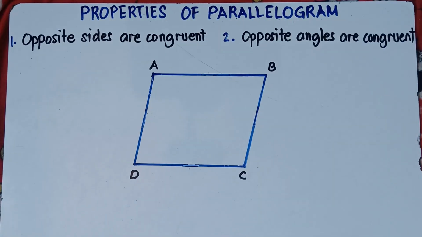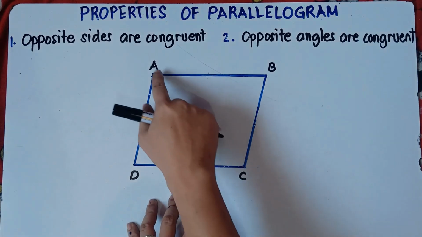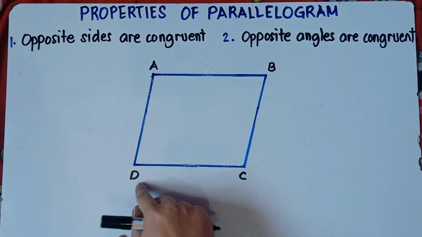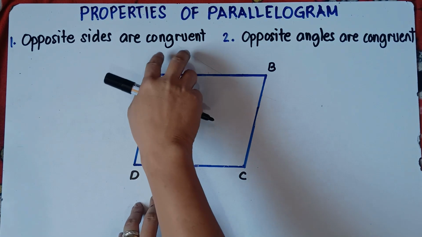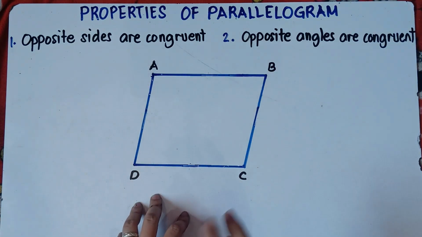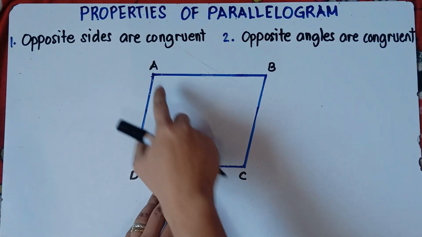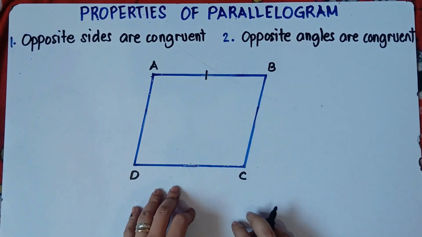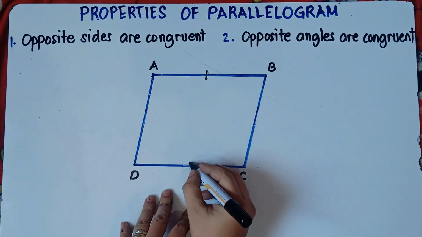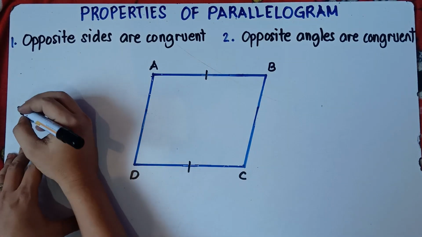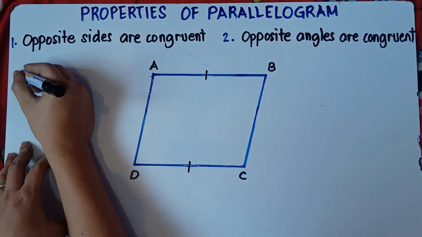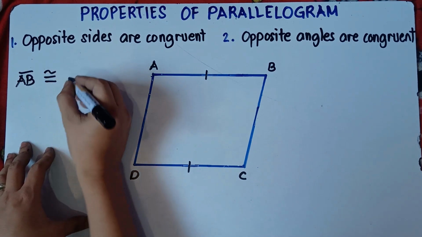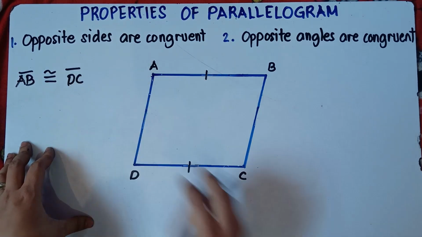Alright, so the first property of parallelogram, it says the opposite sides are congruent. So we can say that this side AB is congruent to side DC. Once again class, the word congruent, it means they have the same size and equal in measure. So we can label this one, side AB is congruent to side DC, or line segment AB is congruent to line segment DC.